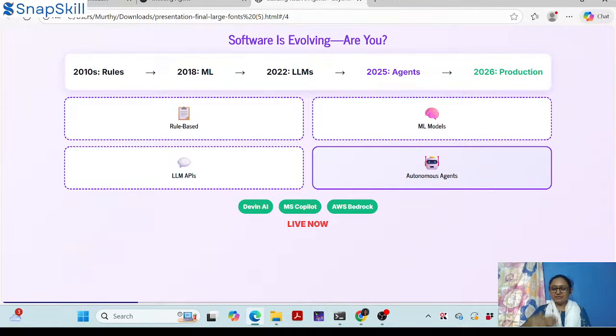Okay, so our journey is an evolution journey. Software is also an evolution journey. This evolution has to come into one revolution. Okay, that revolution is nothing but developing the productions. What type of productions do we want?